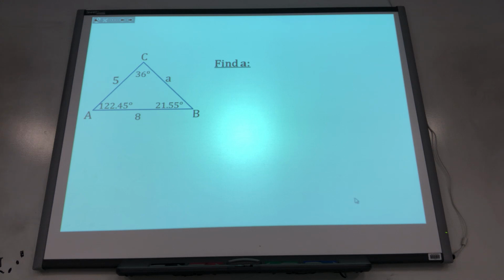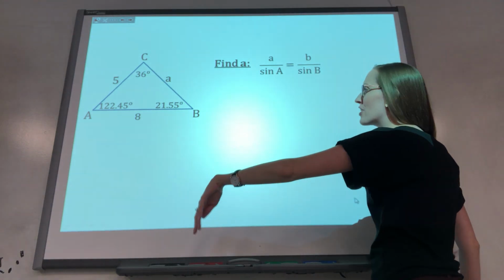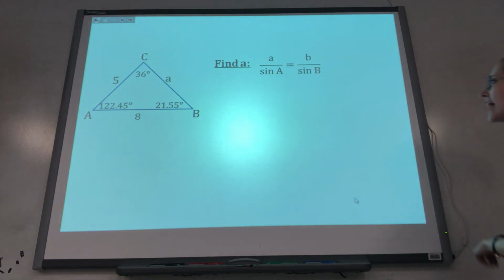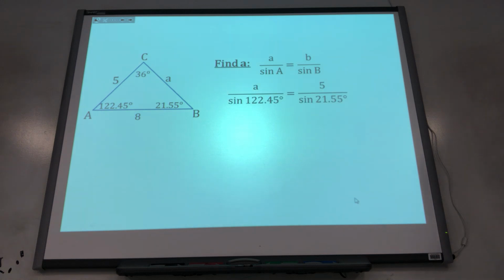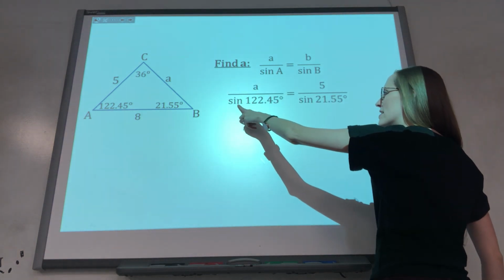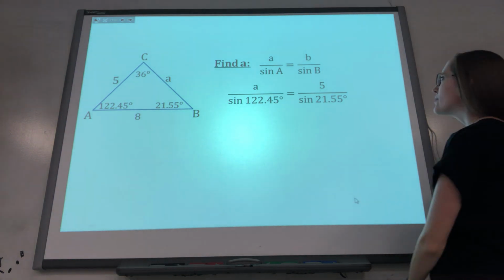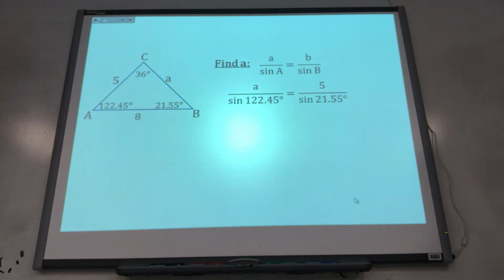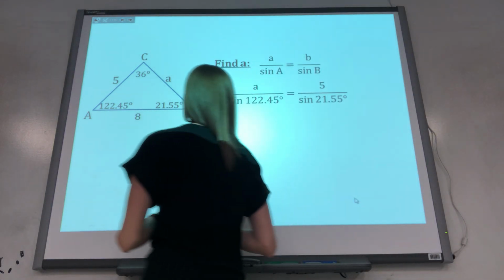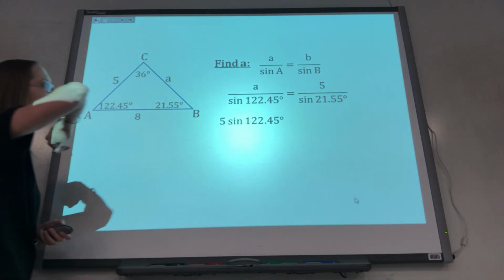Now definitely use the A part of the law of sines, because that's what you're trying to find. And you compare the A's up with the B's or the C's, because at this point you know everything else. I just chose the A's and the B's. So it's A over sine of 122.45 degrees equals 5 over sine of 21.55 degrees. And here we go again, cross multiply.